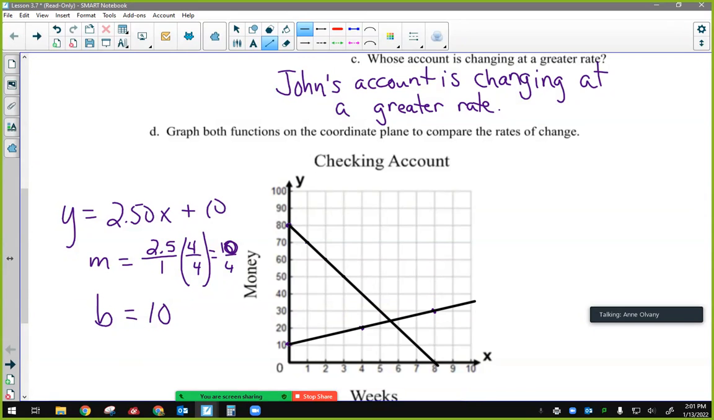All right, so just looking at the graph, even though they're going in different directions, one is a negative slope and one is a positive, look how shallow Sally's is. It's almost barely increasing at all. So the more vertical your line, the greater the rate of change.